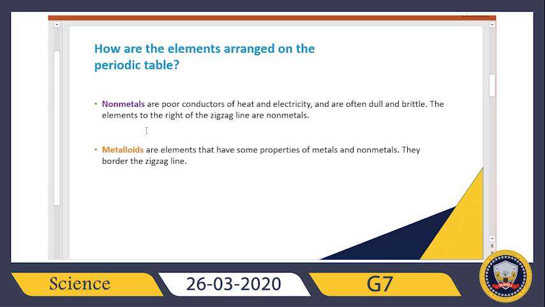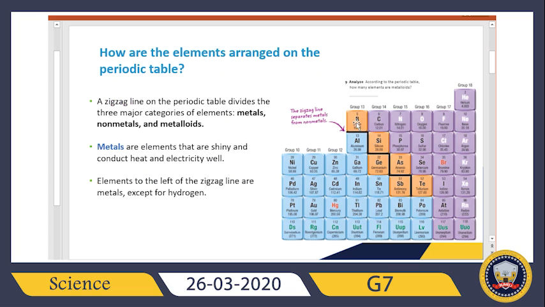Non-metals are poor conductors. They can't conduct electricity or heat. They don't shine. They mostly look dull, and they are not strong. They are brittle, and they can be found on the right side of the zigzag line here. You can see these purple guys. They are all non-metals.